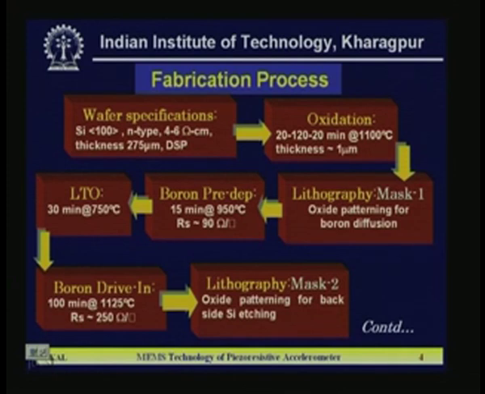Now, the next step is again lithography. During the drive-in process we normally fabricate a thin layer of oxide. That thin means it's not as thick as the initial masking oxidation, that's why I am calling it thin, and that is nearly 5000 to 6000 angstrom units, and that is adequate for the subsequent lithography step. And there we pattern the oxide for backside silicon etching, that is, mask number 2 is for backside silicon etching. Okay.